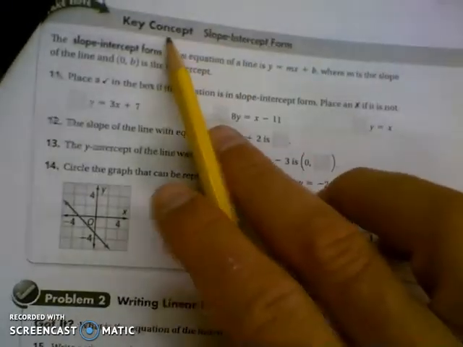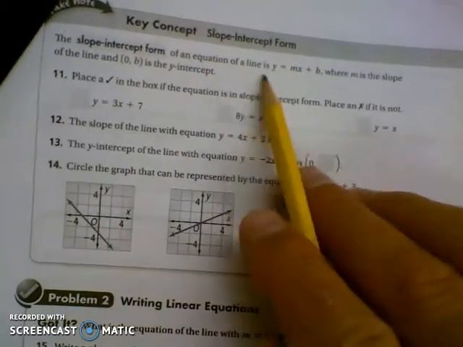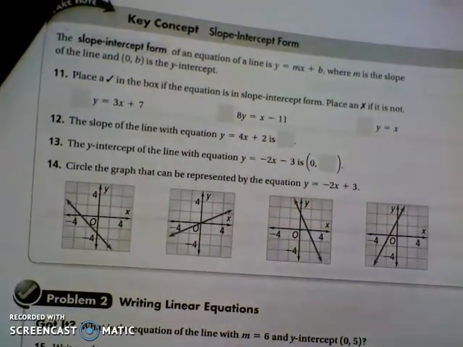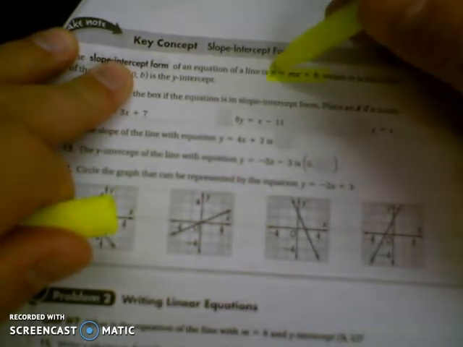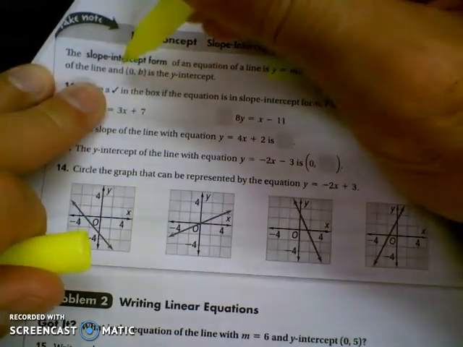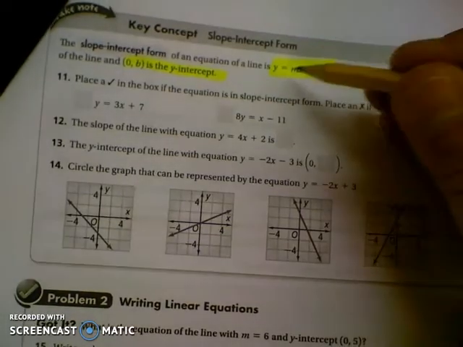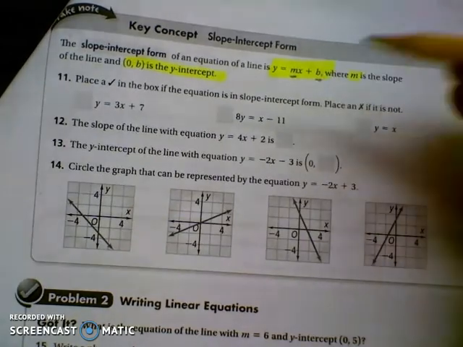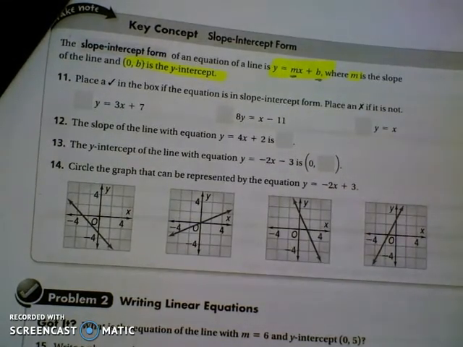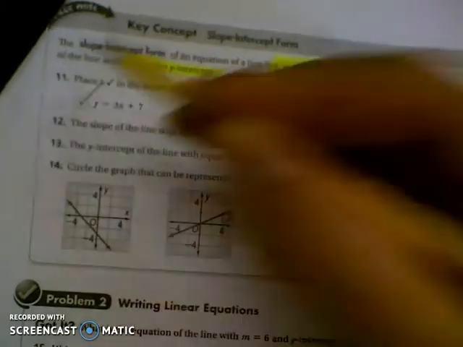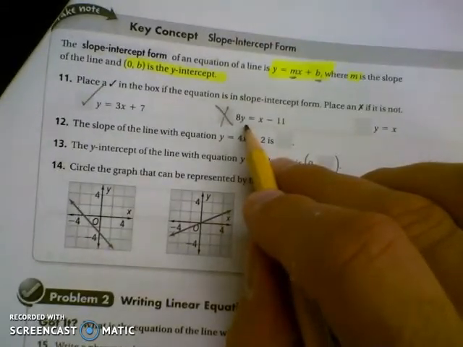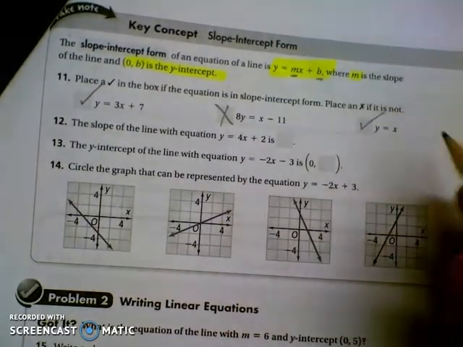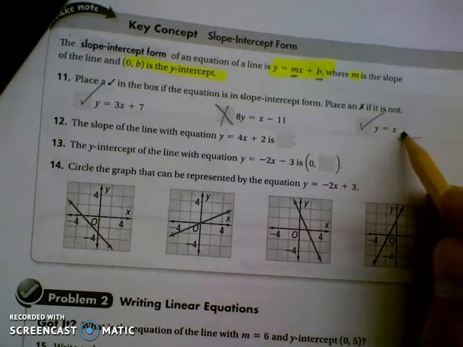Here is the key concept, slope-intercept form. Slope-intercept form is y equals mx plus b. We discussed this many times in class, many years before, and you're learning how to graph a line. M is the slope, and b is the y-intercept. So there's your slope. Here's your y-intercept. Place a check in the box that is in slope-intercept form. Check. This is not. I'm not sure what kind of form that is. And then y equals x is in slope-intercept form. It's just missing the y-intercept, which could be a plus 0 here.